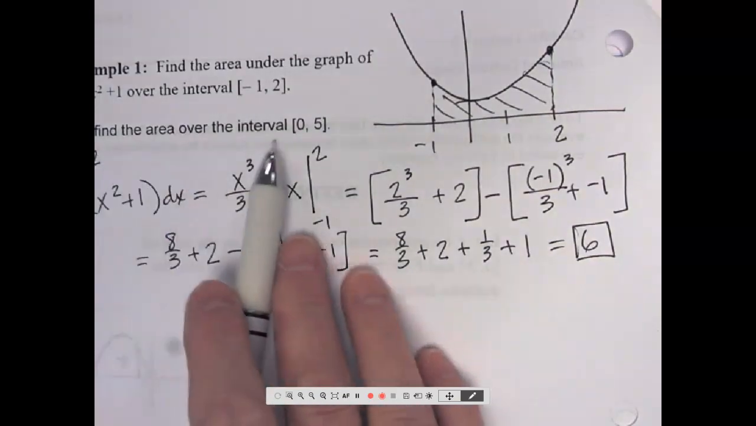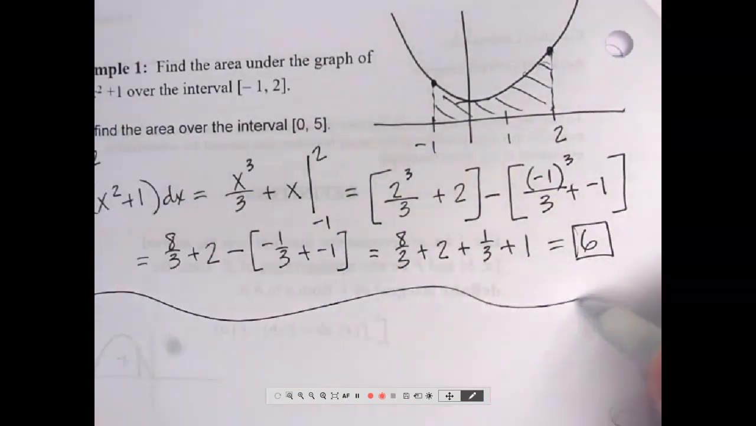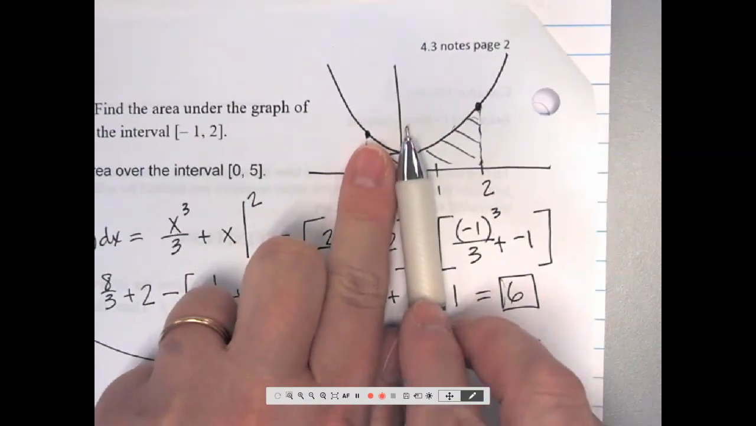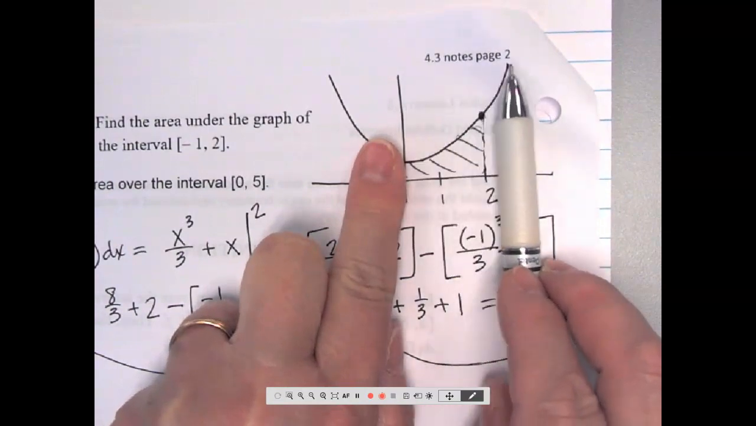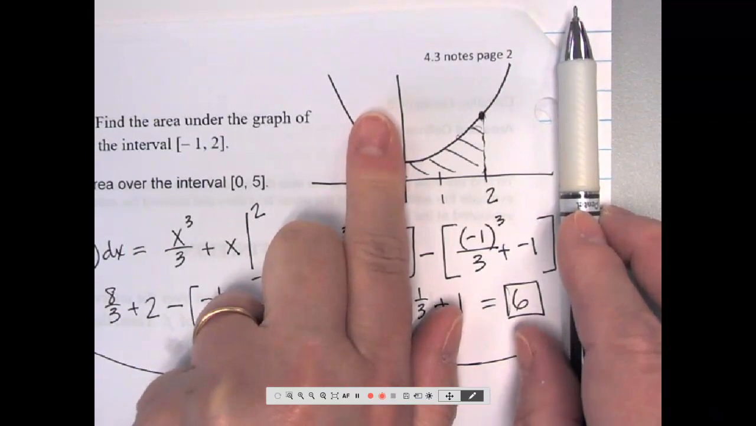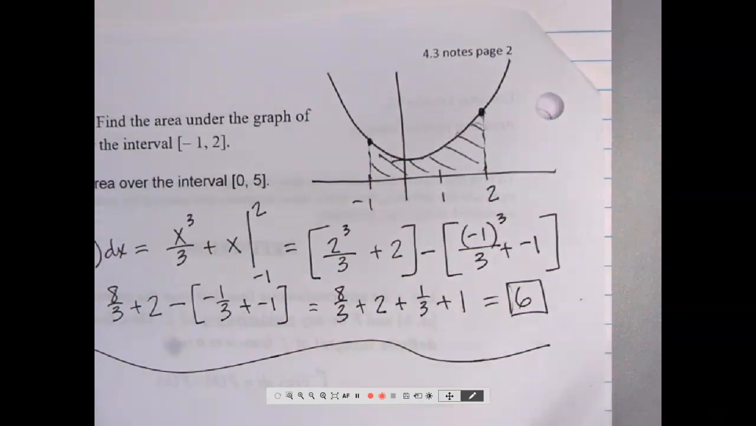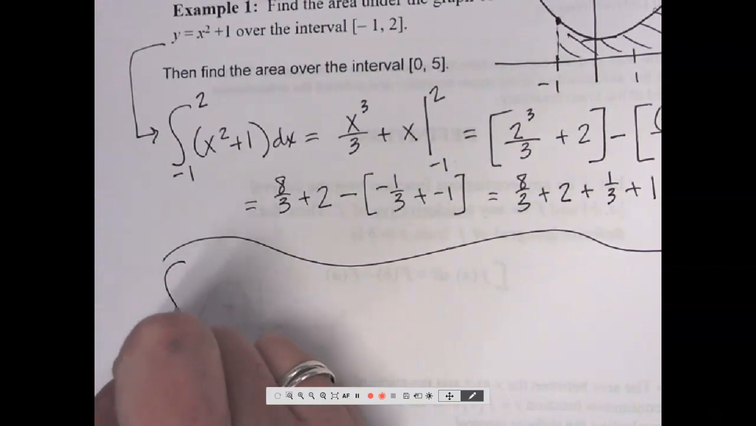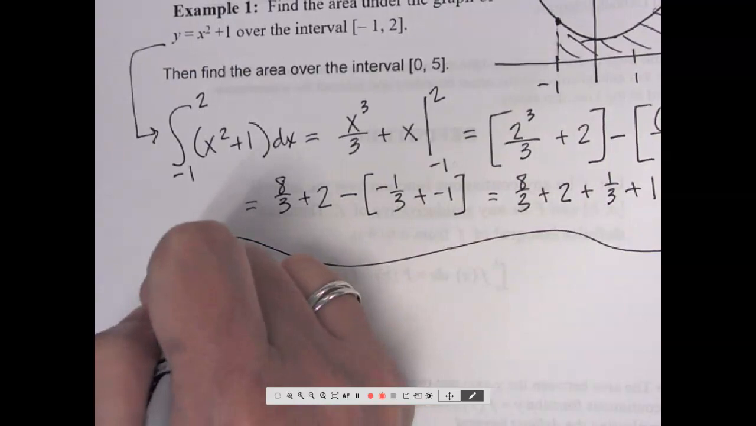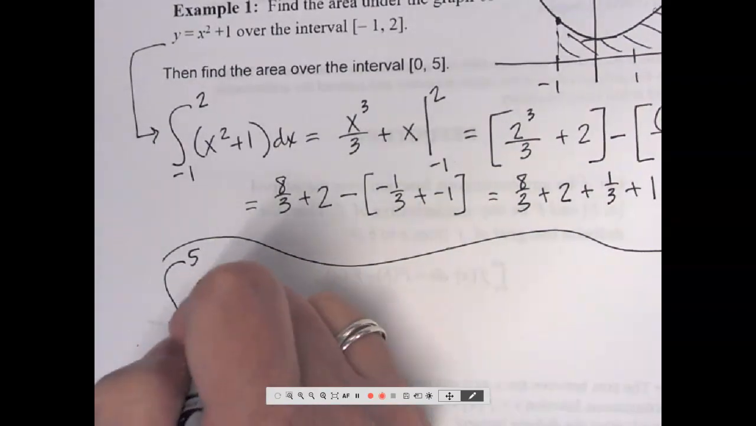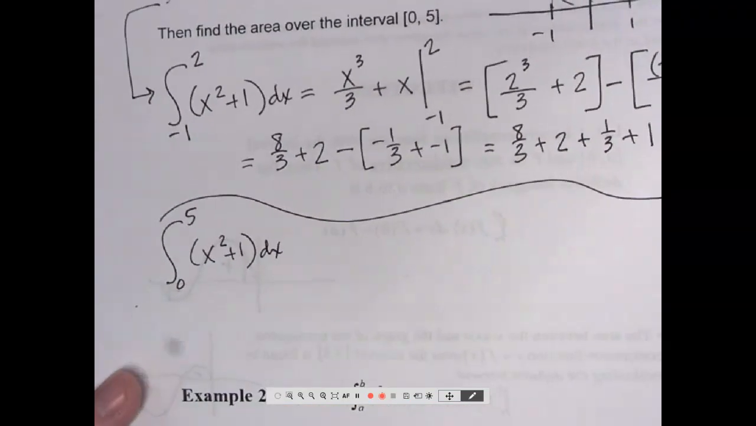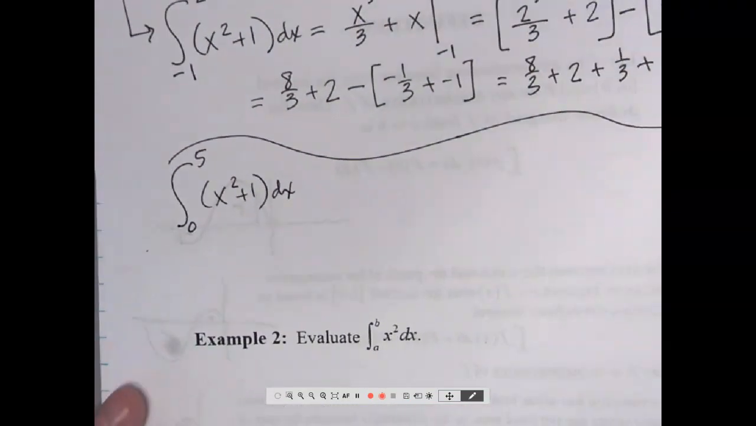Okay, for the second part, find the area over the interval 0 to 5. Okay, I'm not going to regraph this, but basically what I'm doing is shifting the region that I'm finding the area of. I'm starting at 0 and shifting it down here to 5. So I should expect more area, clearly. Okay, so second part, find the integral, my bad, on the interval 0 to 5 of the function. So I'm finding the area under that parabola between 0 and 5.